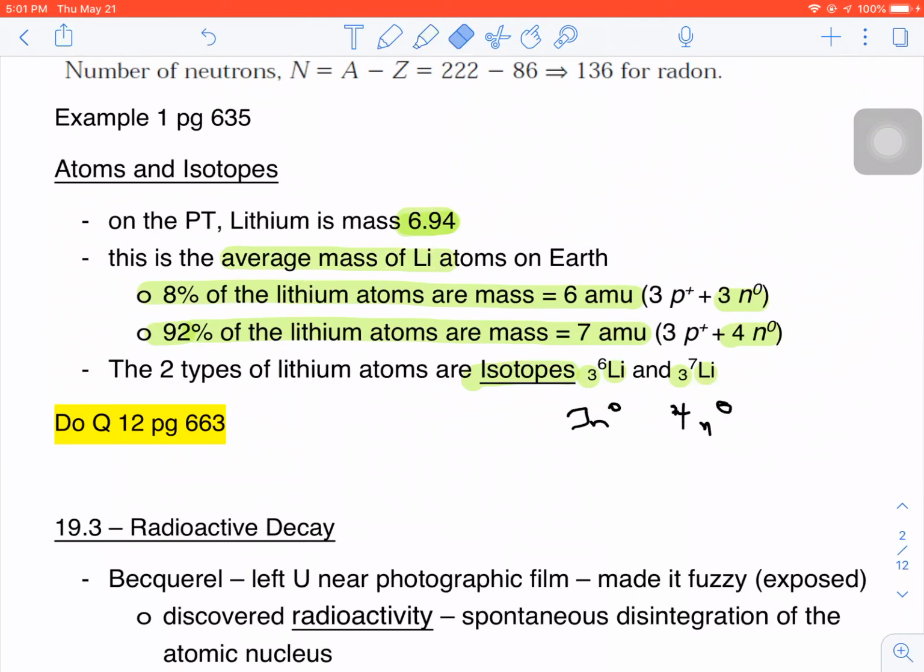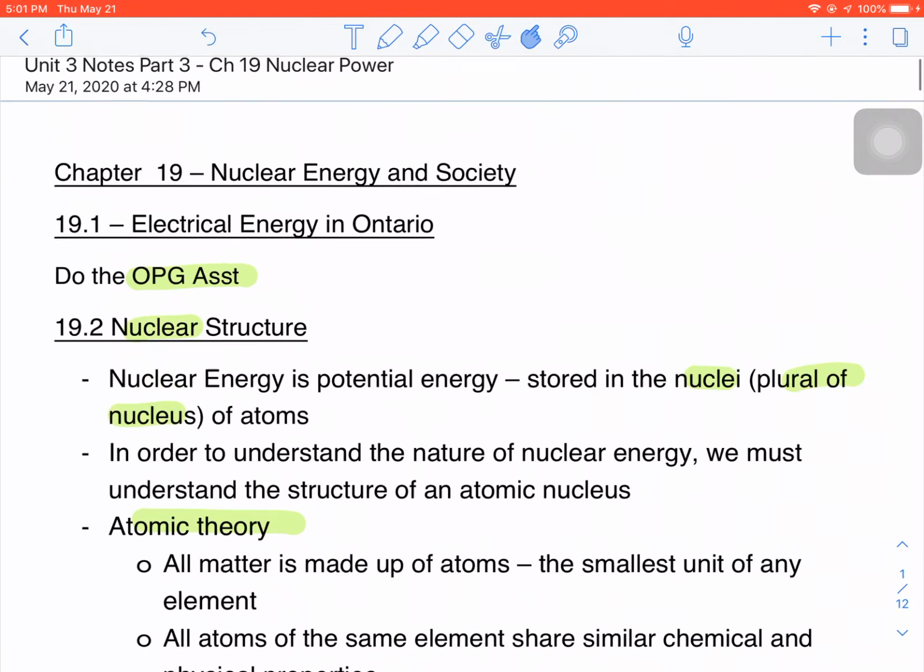I'm going to stop there. I'm going to leave you with one question on page 663. It's a simple one. You probably could have done it back in grade 9, and you're basically just looking at the number of protons and neutrons given the atomic number and mass and or symbol. So you can work on that, and I'm going to leave you with the OPG assignment, which you can download from the hub, and it should all be there for you.